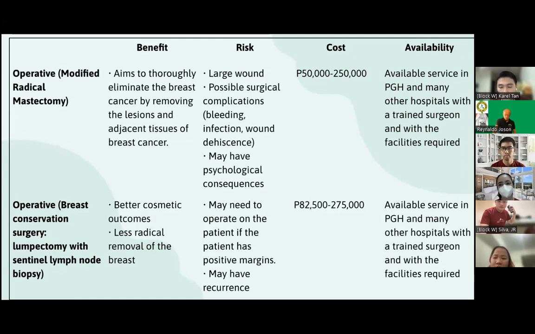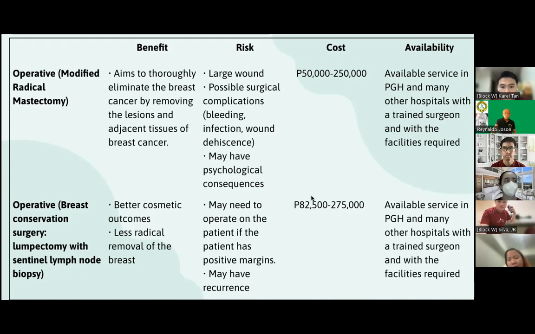And then there is a large wound. There are also, of course, the possible surgical complications that may come with it: bleeding, infection, and maybe also psychological consequences of having one of your breasts totally removed. And then the cost is around 50 to 250,000, depending on the institution and other factors that will come into play. But this is available in PGH, as our patient went through it.